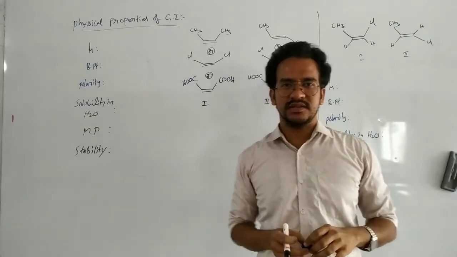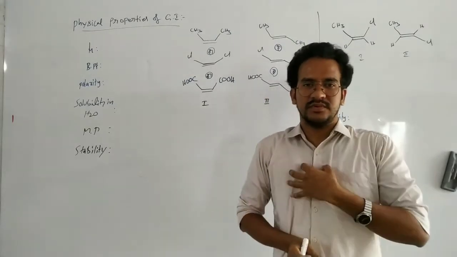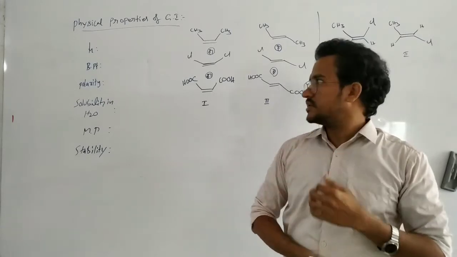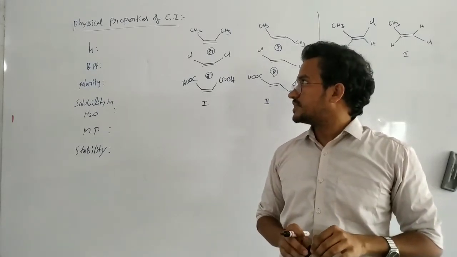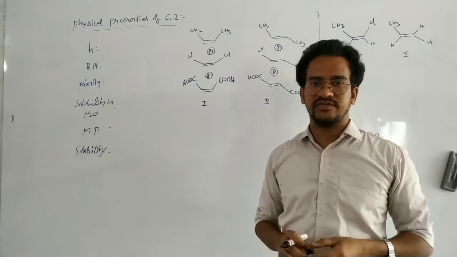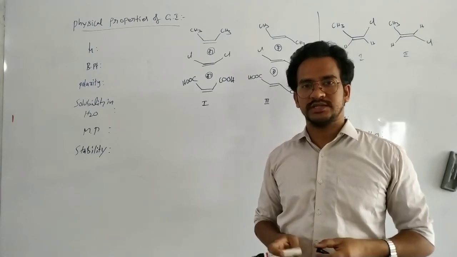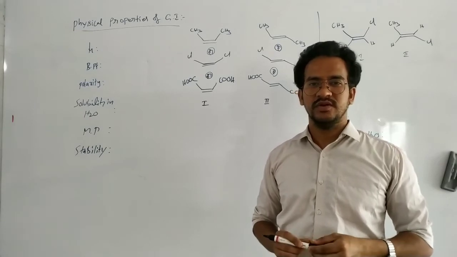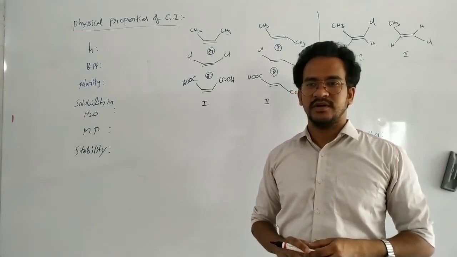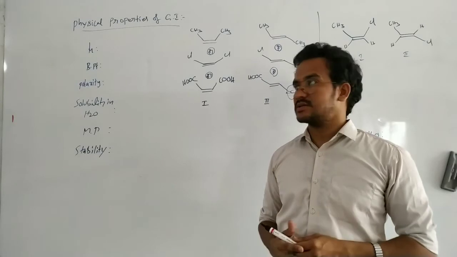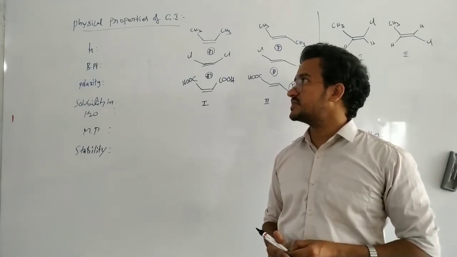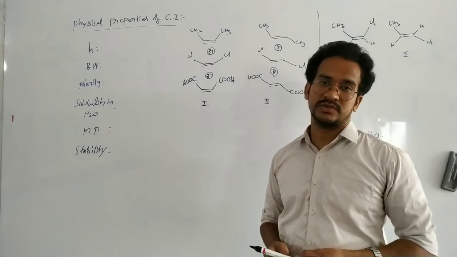Here, let us discuss the last concept of geometrical isomerism. So, this is the physical properties of the geometrical isomers. We know that isomers have different physical and chemical properties. So, let us discuss what are those different physical properties of geometrical isomers.